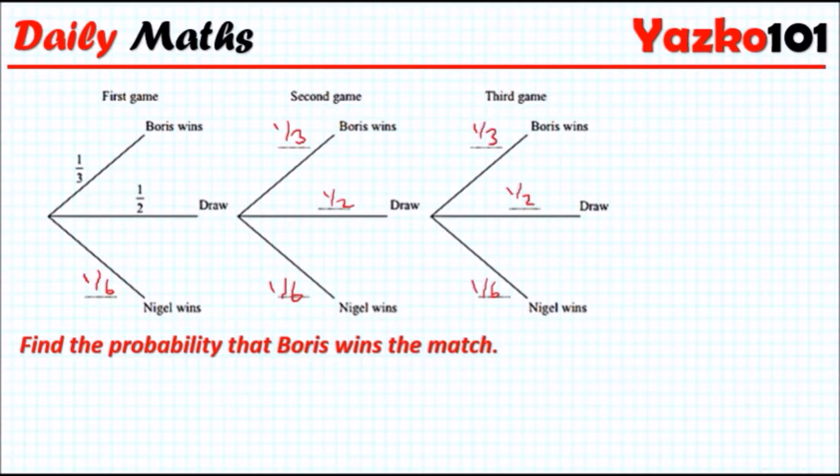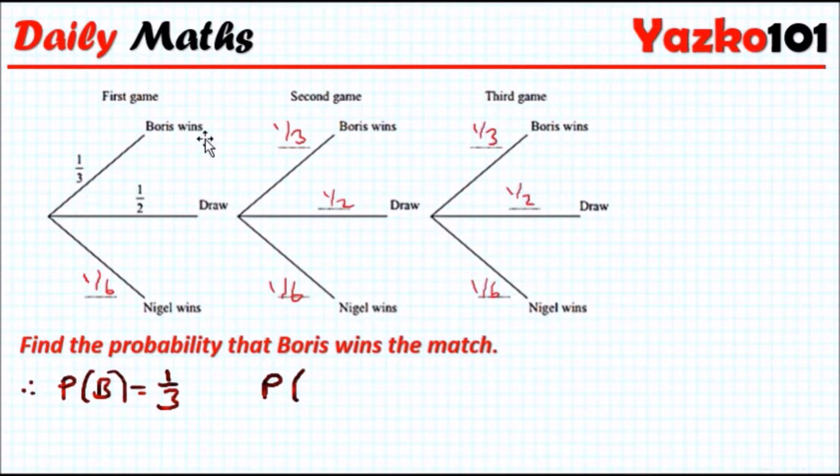So the first thing we can consider is this. To find the probability that Boris wins the first game, so let's say for the first game, Boris wins. Okay? This means that we can just go straight to 1/3. So he has a third chance of winning the first game. How about for the second game?